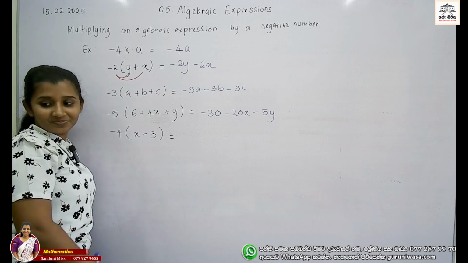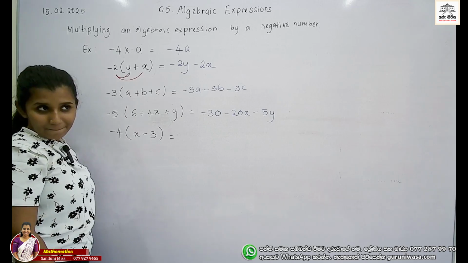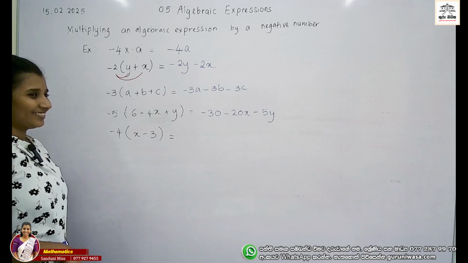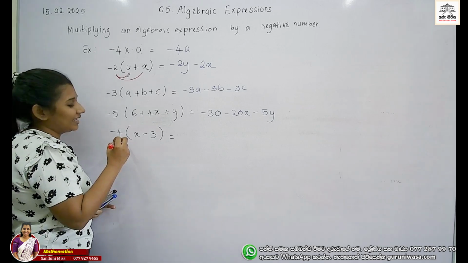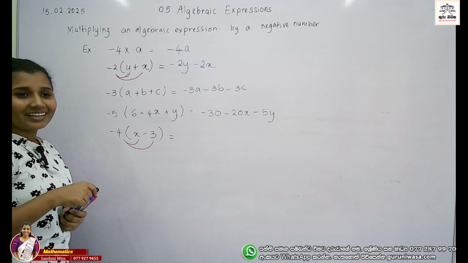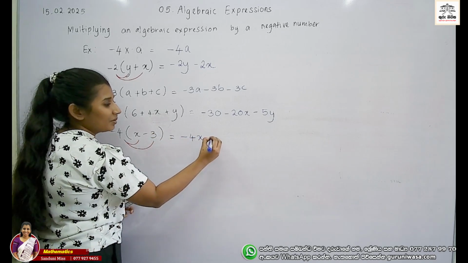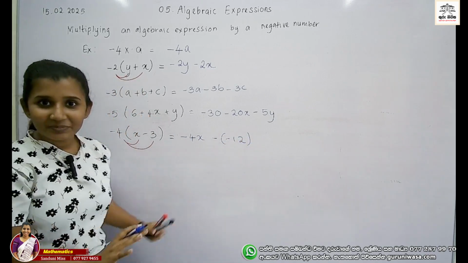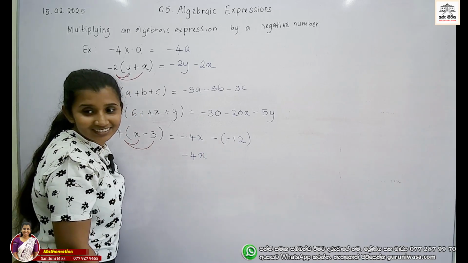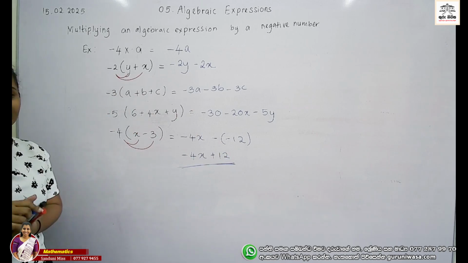Last one. Did you do it? Yes, teacher. What is the answer? Negative 4x minus 3, I guess. You have to multiply. Negative 4x minus negative 12. Okay, correct, but there is another step. Negative into negative is how much? Positive 12. Okay. Negative into negative is positive.